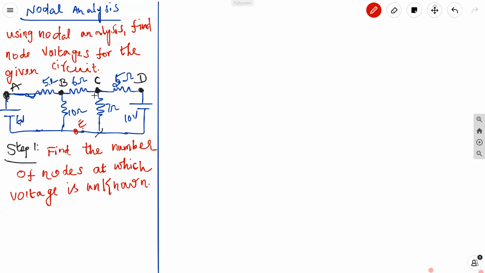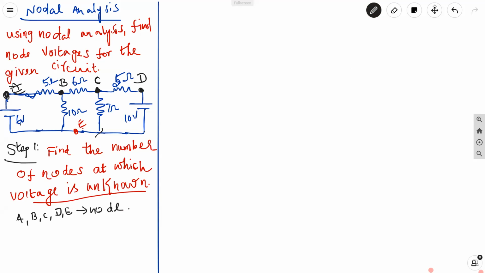Clear? This is clear? Yes, sir. Okay, done. But what I said is we need to find the nodes at which the voltage is unknown. So totally there are 5 nodes: node A, node B, node C, D, and the ground node. Now among these 5 nodes, the node A voltage is known, right?